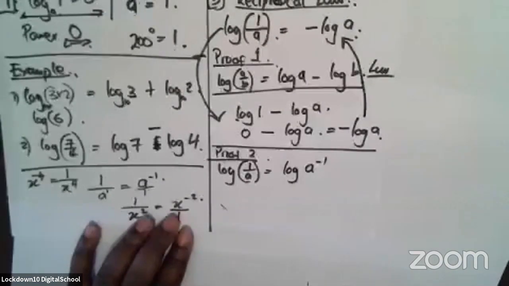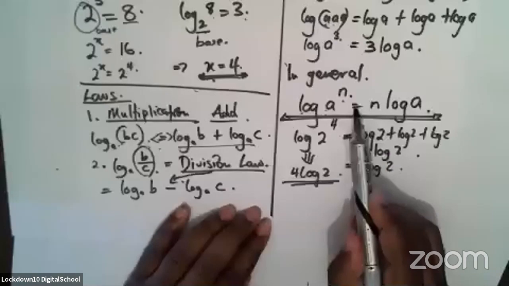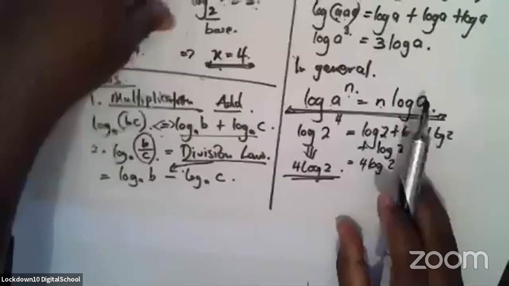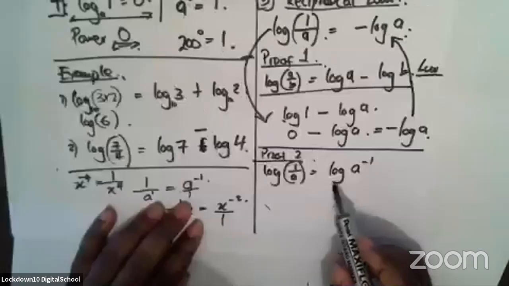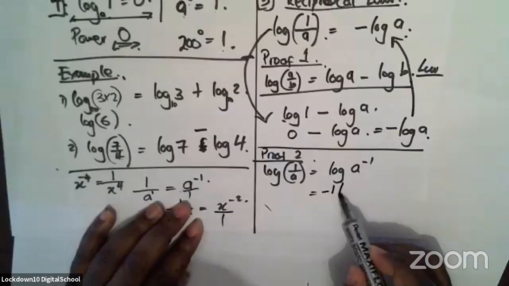But remember, by the laws of exponents, which I have here, log a to the power n is equal to n log a. I'm going to bring it back. So I am going to multiply by the power, which gives negative 1 times log a.